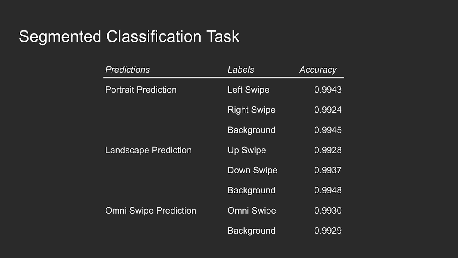In the segmented classification task, recordings in the test set were segmented into samples with ground truth labels, similar to the training process. We evaluated the performance of algorithms based on how well the model could predict the ground truth labels. The accuracy values are higher than 0.99, showing that RadarNet has high performance in the segmented classification task.